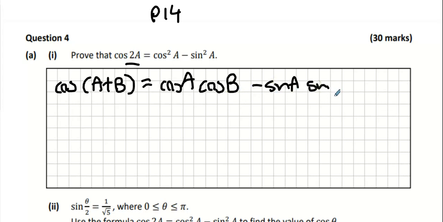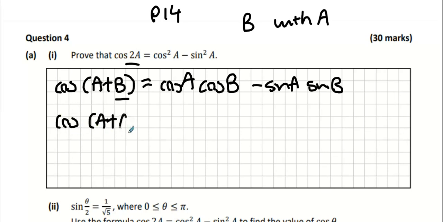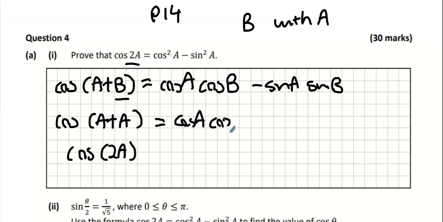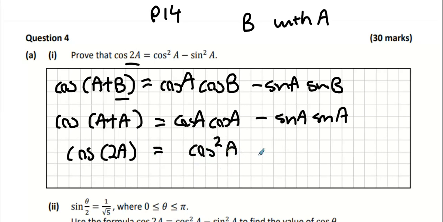Minus sine A sine B. Okay? And then it's a very simple thing of replace B with A. So you're replacing B with A. So you're just going to get cos A plus A, which gives you your cos 2A. And then you're going to have cos A cos A minus sine A sine A. And you're just going to get cos squared A minus sine squared A. And that's the cheapest couple of marks you're going to get on one of those proof questions. It's reasonably handy, okay? Now, next question.